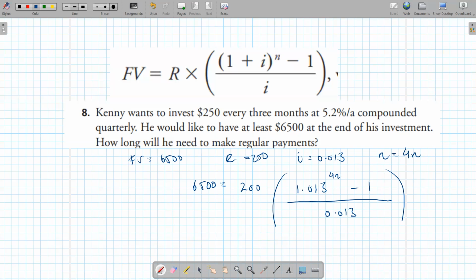So what do we do first in order to solve this equation? You divide by 200. Yeah, that's right. Good. And then what do you do? If you divide by 200, you get 32.5. And then you have to use log. No, you don't. You'd use a log if the 4n was on the outside like this. We can clean this up a little bit. All right, let's ignore the brackets. Maybe that'll give you a hint.